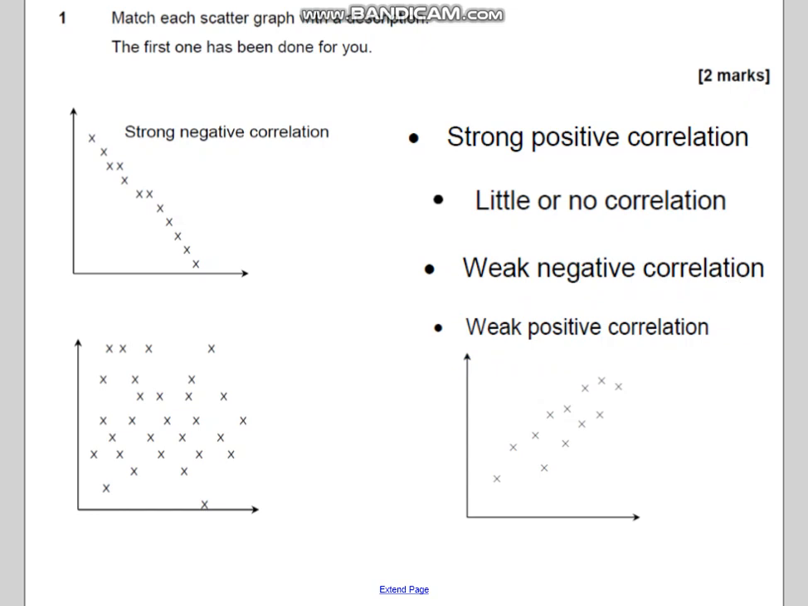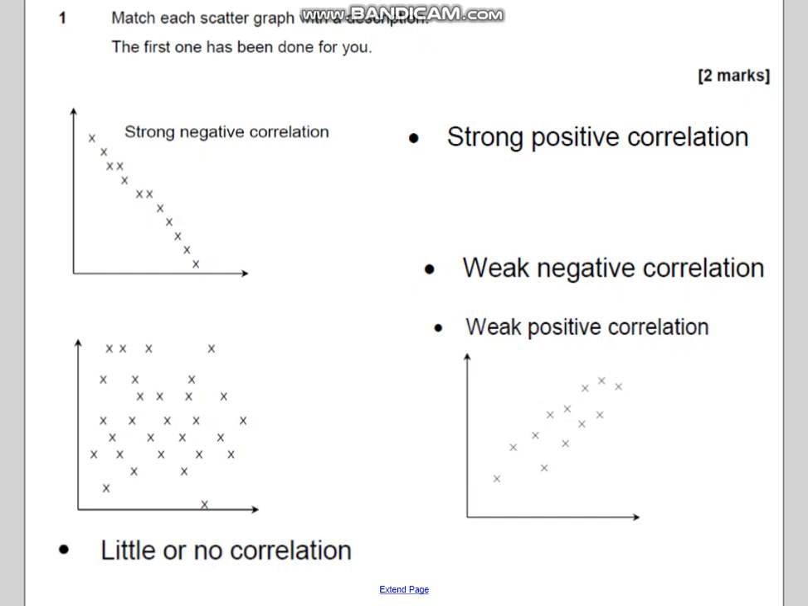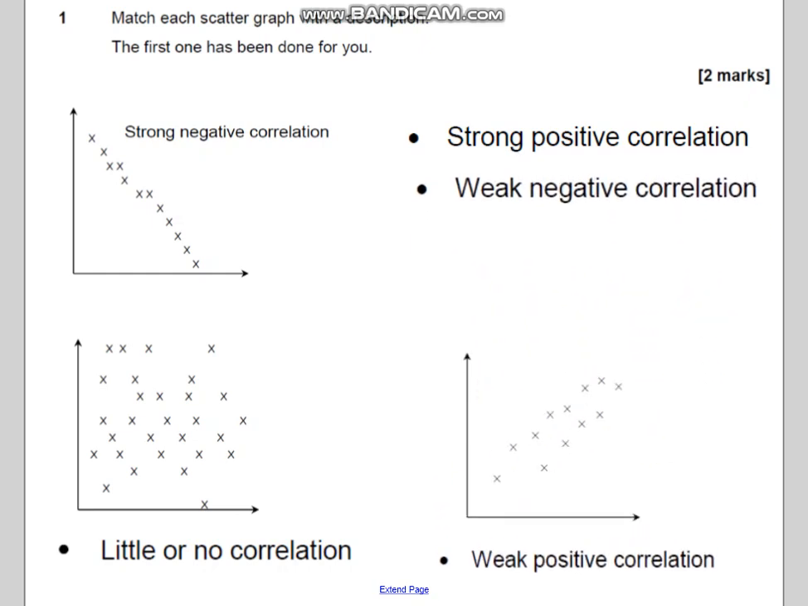Okay, and here we go with the scatter graphs one. Little or no correlation matches up to this graph, and weak positive correlation matches to this graph. There's nothing for these two, so there we go. That's question one.